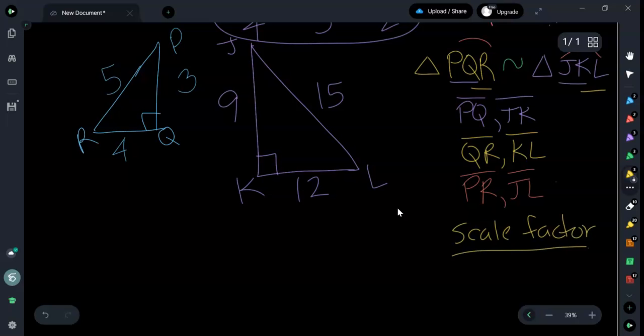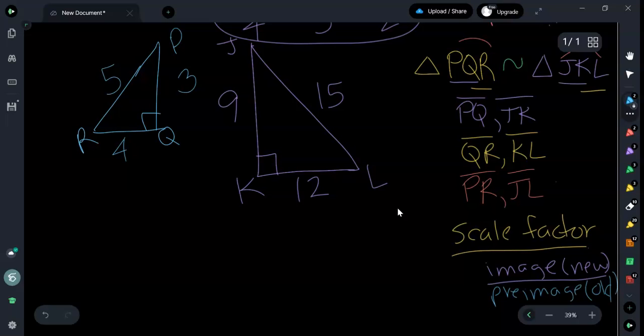A scale factor is when we take the image, which is the new, and we divide it by the pre-image, which is the old. It's very important that you put the new image on top. And again, we indicate this by the letter K. So by our purposes, looking at the picture, the purple one is the new, is your image, and the blue one is the pre-image.